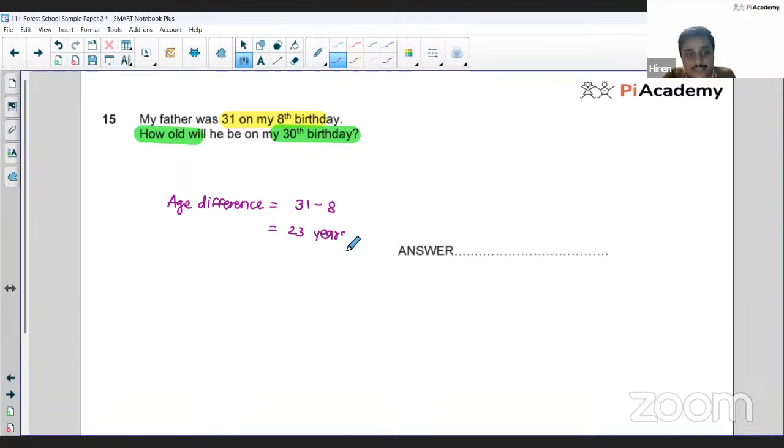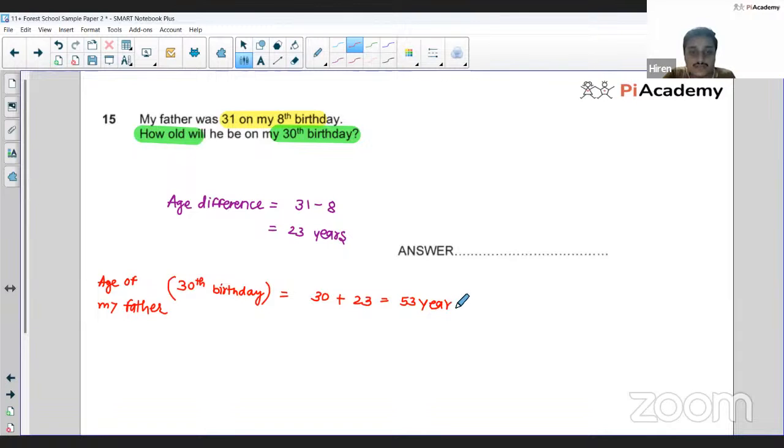So once you know this is the age gap, the age difference, now, how old will he be on my 30th birthday? So now this is the 30th birthday, right? On the 30th birthday, father's age will be how much? So it's very easy. Age of my father, okay? So this is what you need to do. Now the son's age is already 30 and the age gap between them is 23. So you need to add them, right? And at the end, you will get 53 years. So this is the age of his father, right? 53 years. Okay, everyone? Very good.